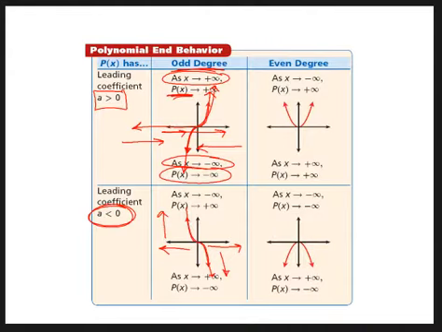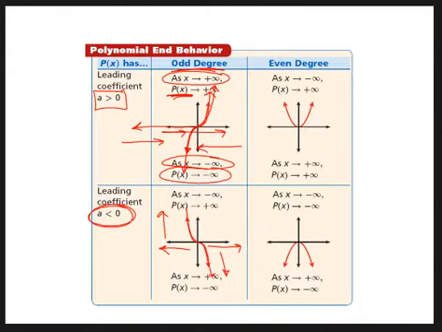All right, so it's a simple concept, but it takes a little bit of understanding, because you just have to think about infinity as just being very large values, or negative infinity being very small, very large negative values. Okay, so that's how it works for odd degrees.